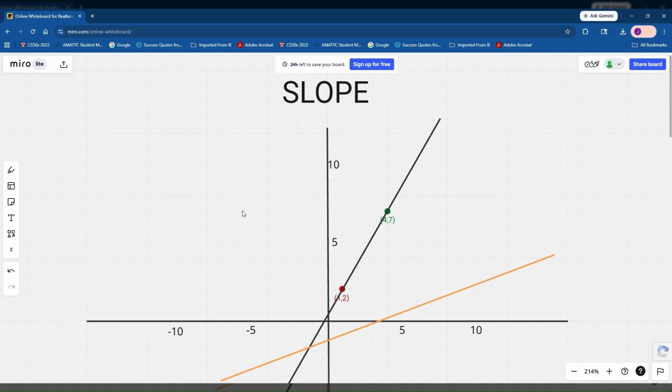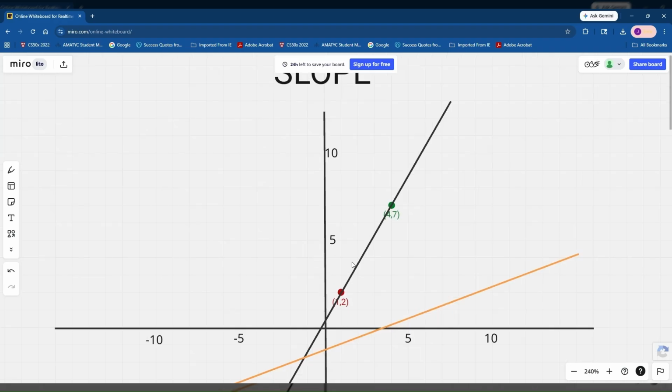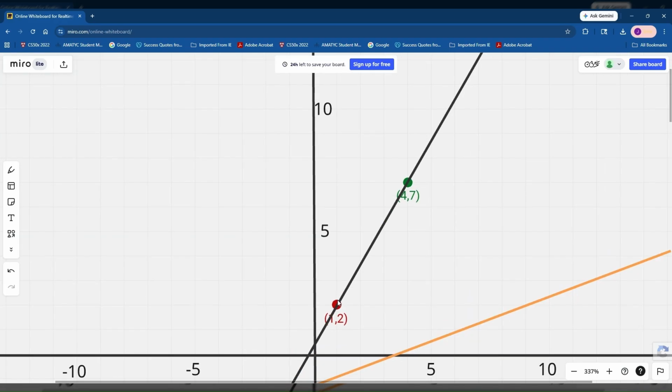What is the slope of a line? Well, it's really just a measure of how steep it is. And we can figure that out by counting it. So for example, if we have 2 points, 1 comma 2 and 4 comma 7, we can find what's called the rise over the run by just counting up 1, 2, 3, 4, 5, and over 1, 2, 3.